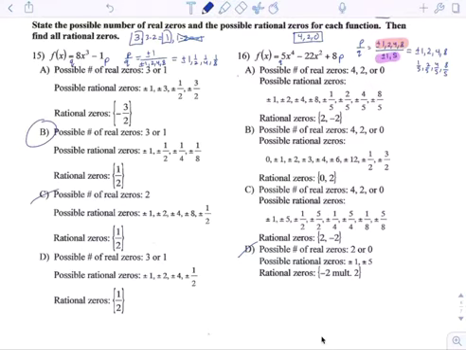And if we take a look at this list, it looks to be the only one that could be is A. So our answer is A. Right? Look at our possible rational zeros. This matches up with this one. Okay, that one's mainly, you guys, just finding your P's over Q's and possible zeros and then matching it up.